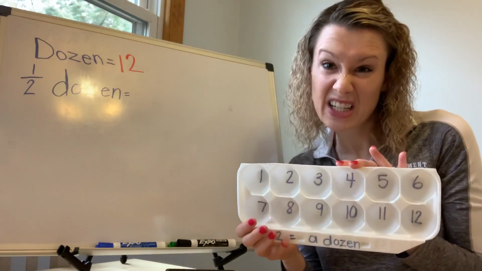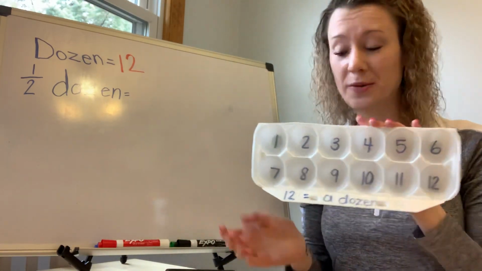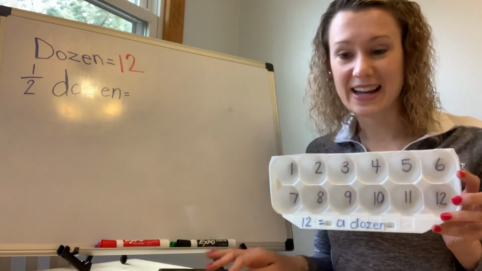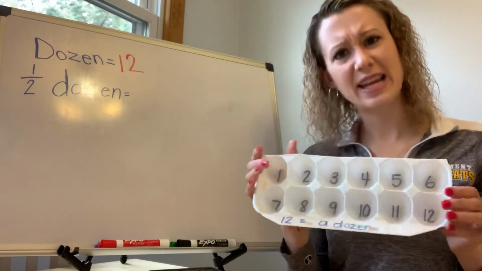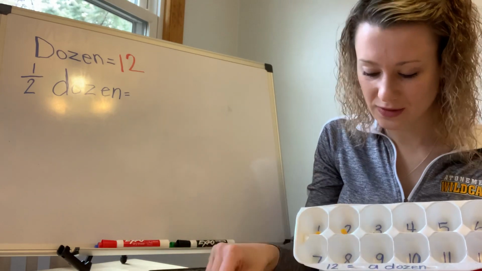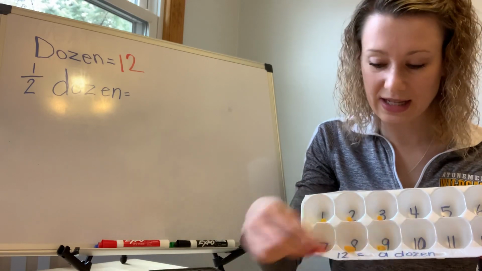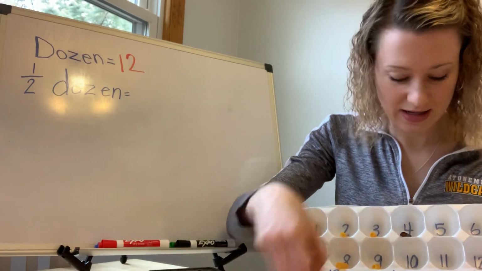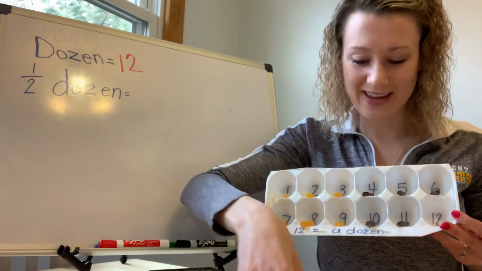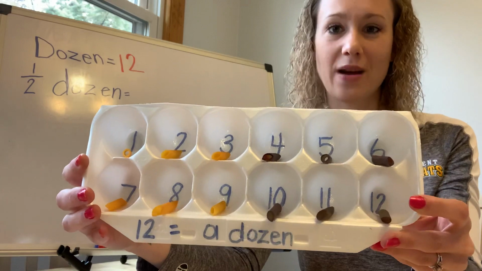I'm not gonna put real eggs in here because I don't want the eggs to fall out and crack and break all over the place because that would be messy and terrible. So I just have some noodles from when we made our Indian necklaces. I'm just gonna put those in there. So let's see if I have 12. 1, 2, 3, 4, 5, 6, 7, 8, 9, 10, 11, 12. I'm going to bring this closer. I do have 12 noodles.